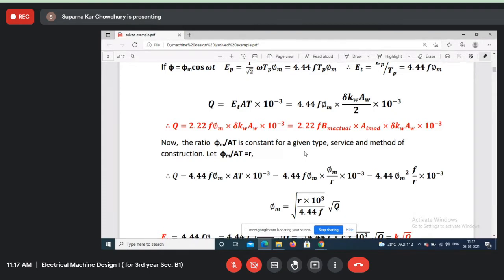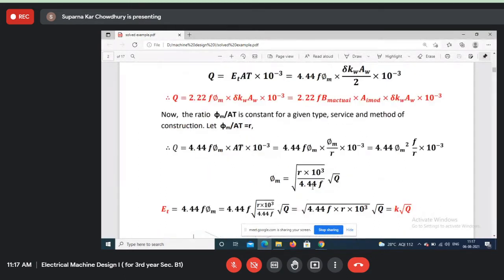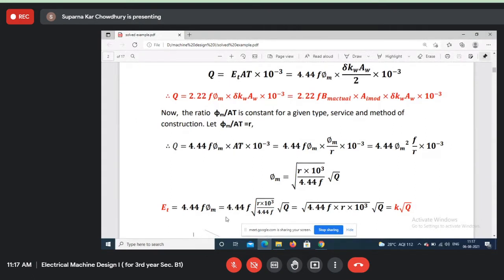So in this equation, AT, if we replace by phi m by R, this becomes 4.44 phi m square F by R into 10 to the power minus 3. So phi m can be written as root over of this quantity into root Q.